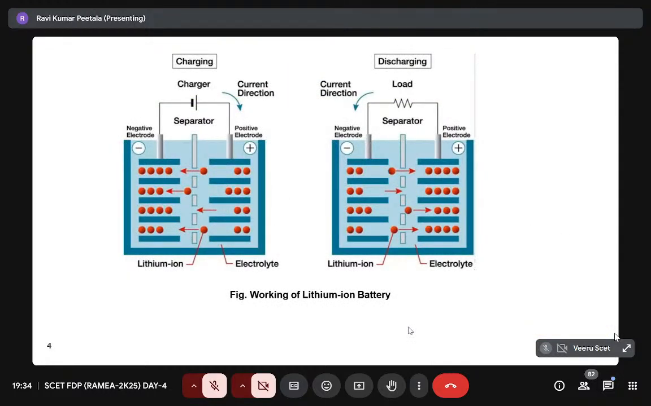So how is the working principle, the charging and discharging, happening? There is an anode, a cathode, a separator, and there is electrolyte. In the charging condition, ions move from the positive electrode to the negative electrode. When discharging happens, they move from the negative electrode to the positive electrode. This is the basic working principle of the lithium-ion battery.